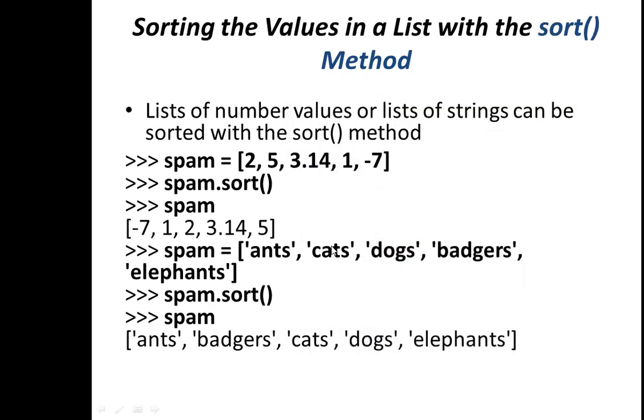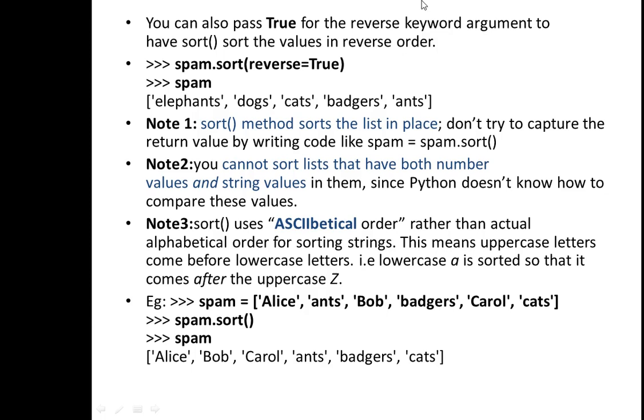Similarly, if I use strings, what happens? It will sort the values in this list in alphabetical order. Here we have given spam: ants, cats, dogs, badgers, elephants. After sorting, you can see first ants, badgers, cats, dogs, elephants. So it's going in alphabetical order.